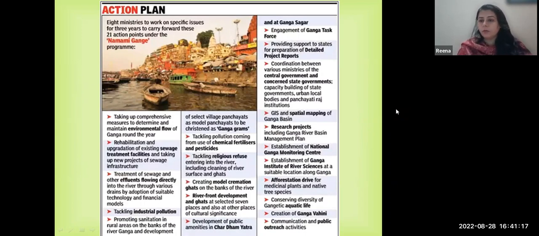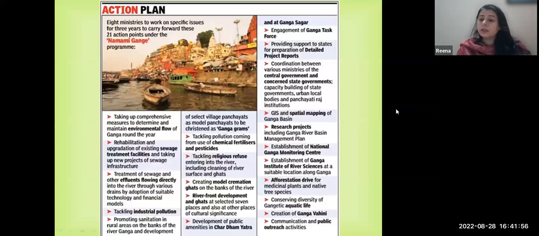There are innumerable reports. So if you want to understand more about the Ganga Action Plan and how much funds were there, how activities were planned: there were 8 ministries to work on these specific issues for 3 years and to carry forward 21 action points under the Namami Gange program. There was an objective to ensure comprehensive measurement to determine and maintain the environmental flow of the Ganga, then rehabilitation and upgradation of existing sewage treatment facilities, and taking up new projects of sewage infrastructure.